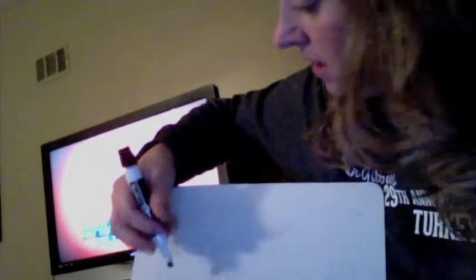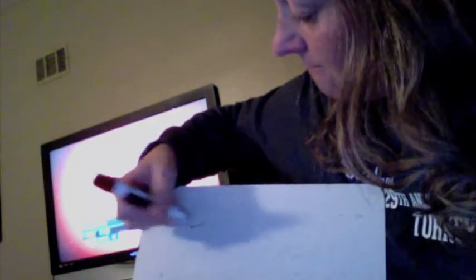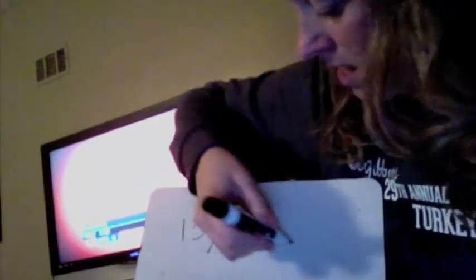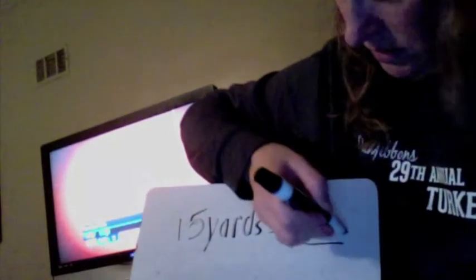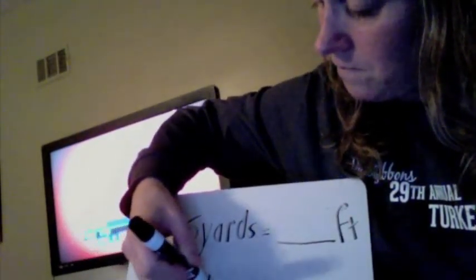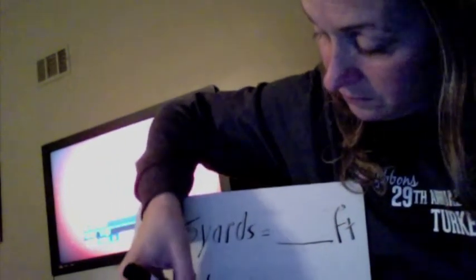So my new problem is, let's say I want to know 15 yards, and I want to know how many feet that's going to be. The first thing I'm going to do is write what I have, which is 15 yards, and I'm going to write it over 1. Now I'm going to multiply that 15 yards by my Magic 1.